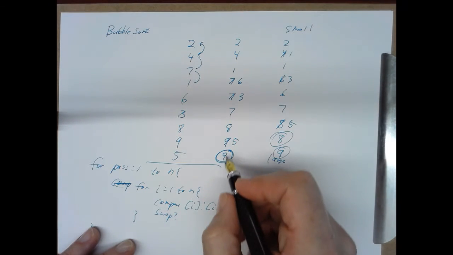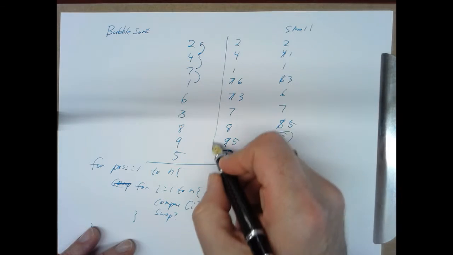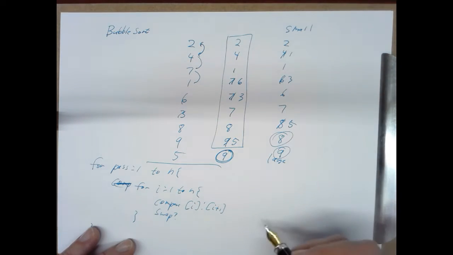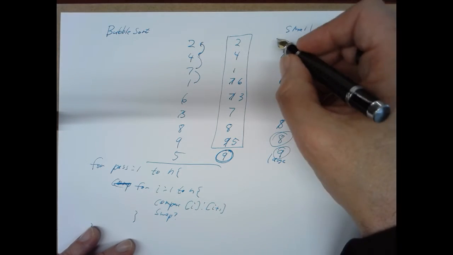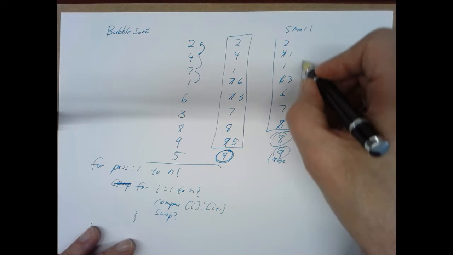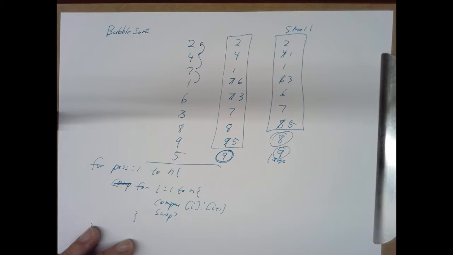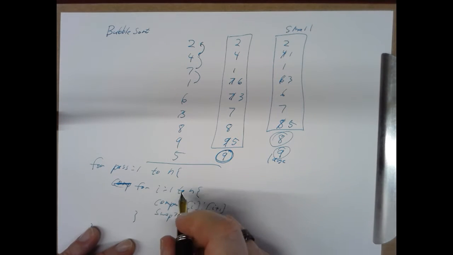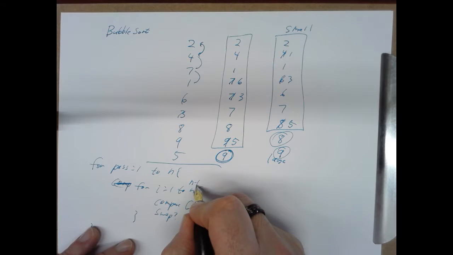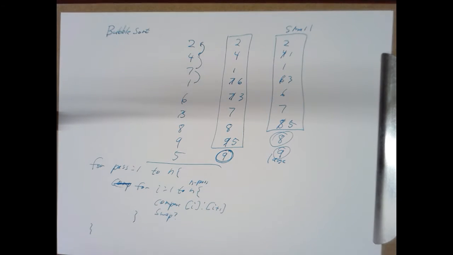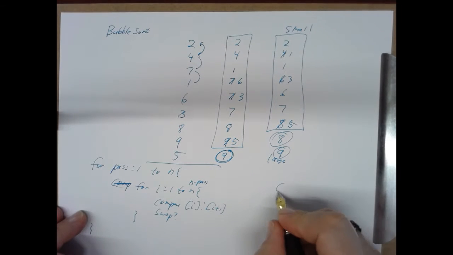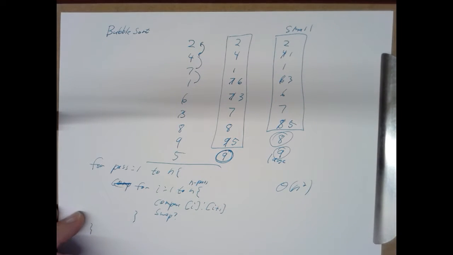And once we have this number in its proper place, we don't really need to go through all 9 numbers. We only really need to sort the first 8 numbers. And once these two numbers are in their proper place, we only really need to sort the first 7 numbers. So we can actually make this something from like 1 to n minus pass, right? And the number of things you have to compare and sort really decreases as you make more passes. But if we ignore that to a first order of approximation, it's really n squared.